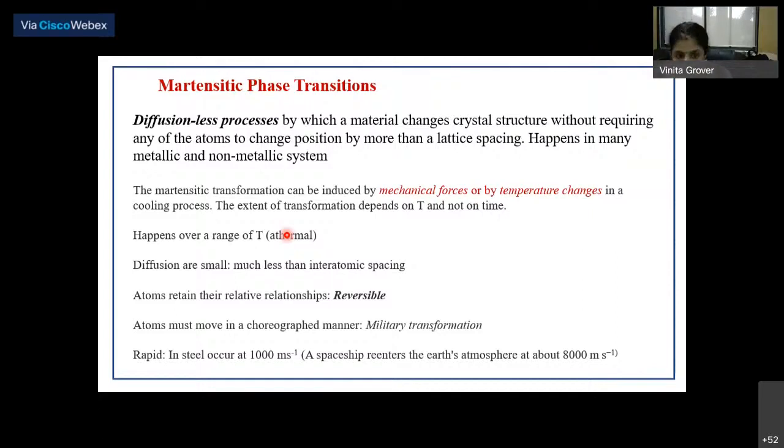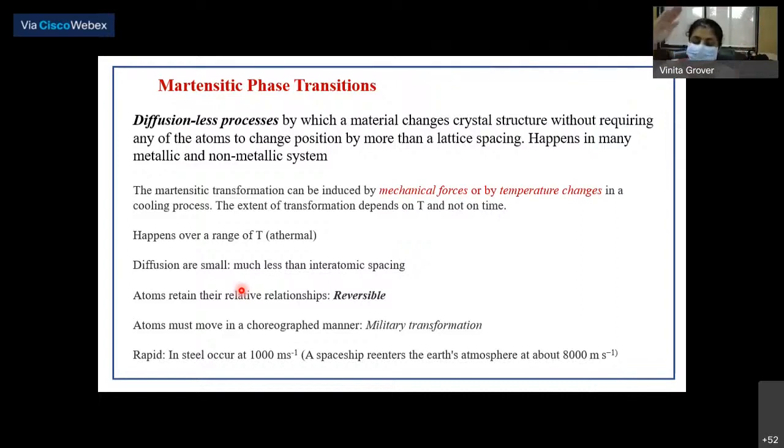And the diffusions are much smaller, much less than the interatomic spacing. Also, because they're only slight tilting and twisting or slight movement, the two polymorphs are very close in their symmetry. And that is why these transitions are reversible. You cool austenite, you form martensite. You heat martensite, you will get austenite.